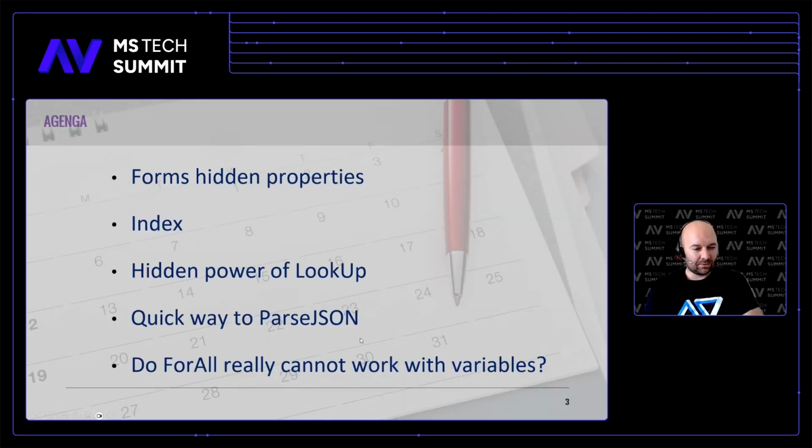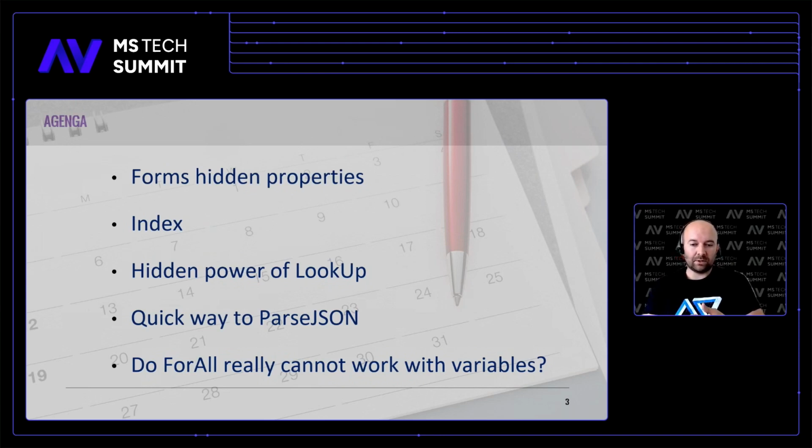Okay, jumping to the agenda in a couple of seconds. First of all, as with every good workout, let's start with the warm-up. And for that, we'll use the forms control, and I will show you a couple of hidden properties. Next, we'll move to the index function. I will show you how the index function is working and how you can utilize it in your work. Next, we'll jump to the hidden power of the lookup. I will show you how you can utilize this function to create good collections of data.